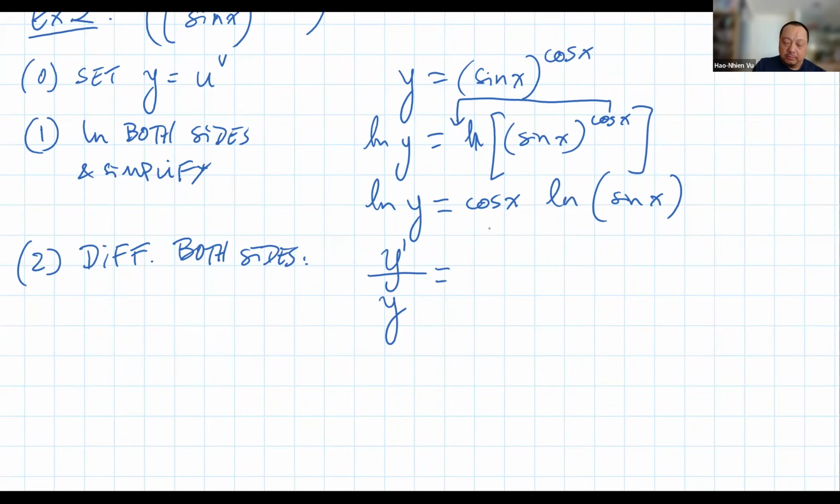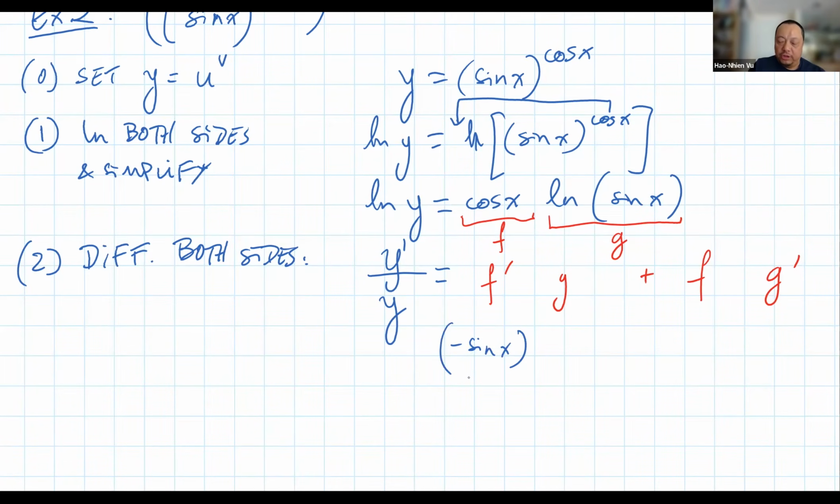The right side will need product rule, almost always, right? Because you're always going to have that exponent in front times the ln. Let's do it slowly. This is f, and this is g. And I need f prime g plus f g prime. F prime, the derivative of cosine is negative sine. G is the ln, plus f is the cosine, and then g prime is the derivative of the ln.